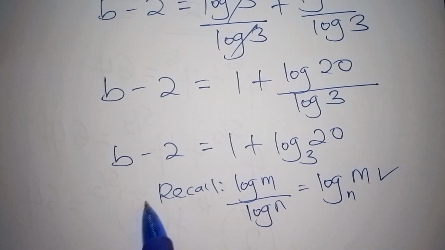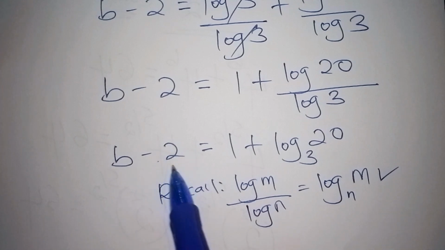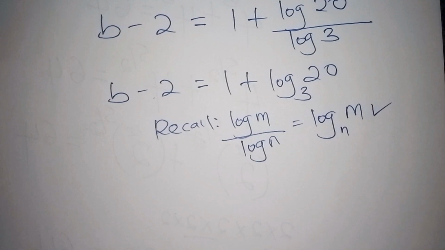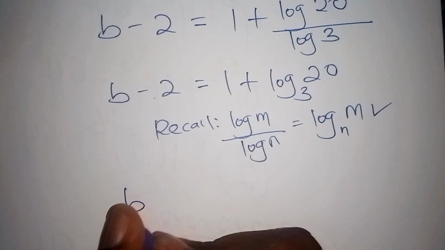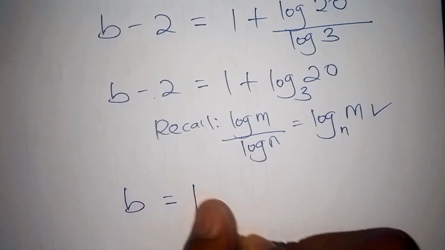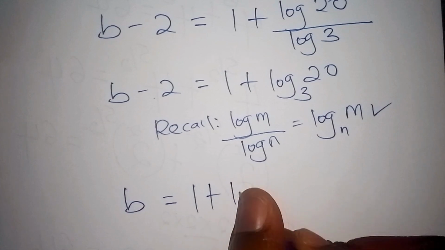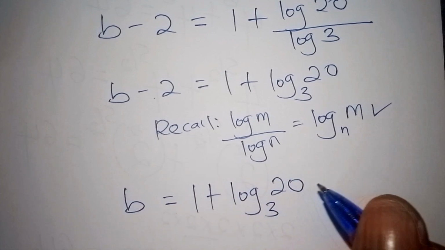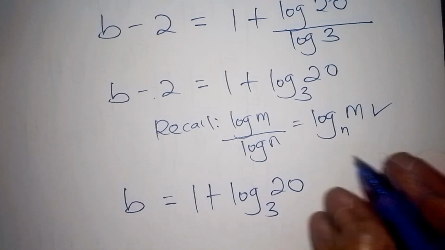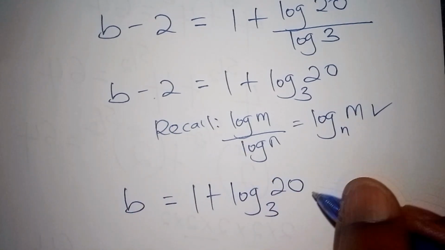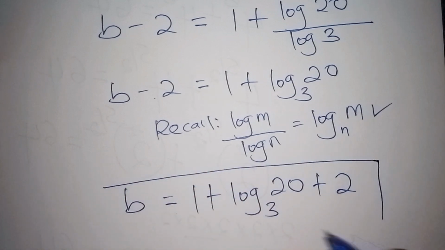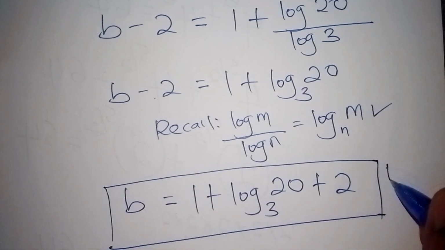So we need to remove this negative 2 so that we bring it to the other side. Now our value for b is equal to 1 plus the log of 20 to the base of 3. Since it was minus 2, when it crosses the equal sign it becomes plus 2. So now this shall be our value for b.